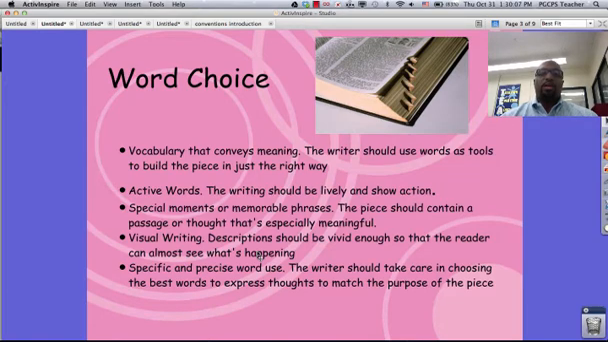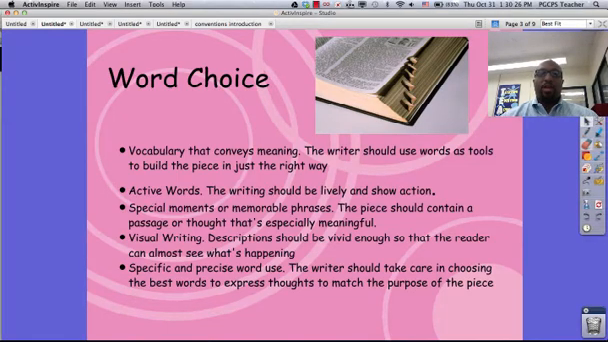So that all boils down to word choice. Are we choosing the right words to create those visual images in our reader's head? And then lastly, using specific and precise words. The writer should take care in choosing the best words to express thoughts to match the purpose of the piece.